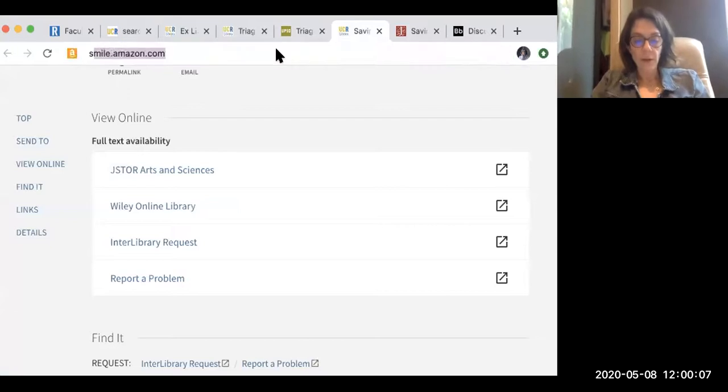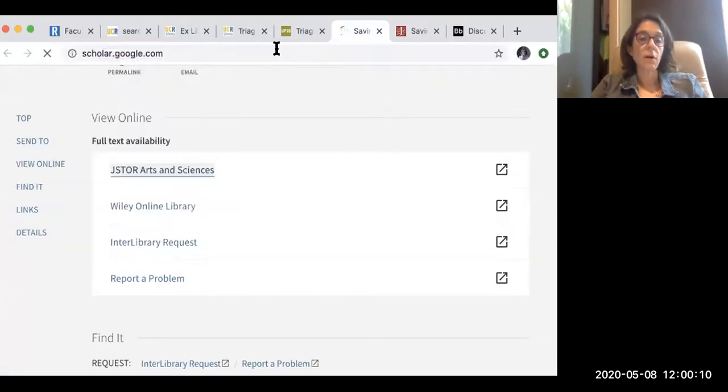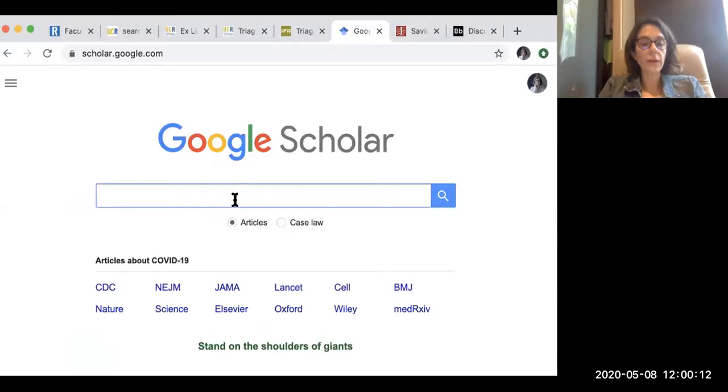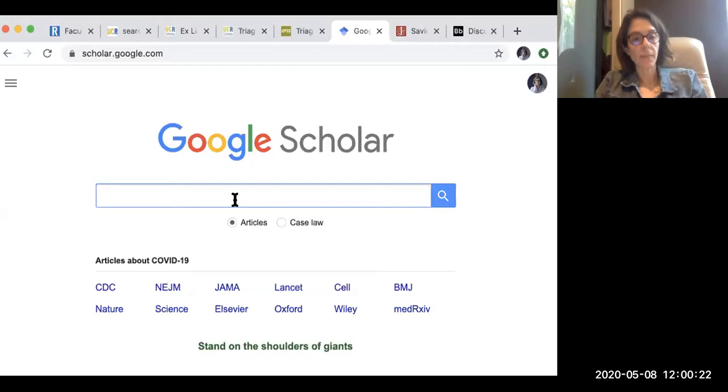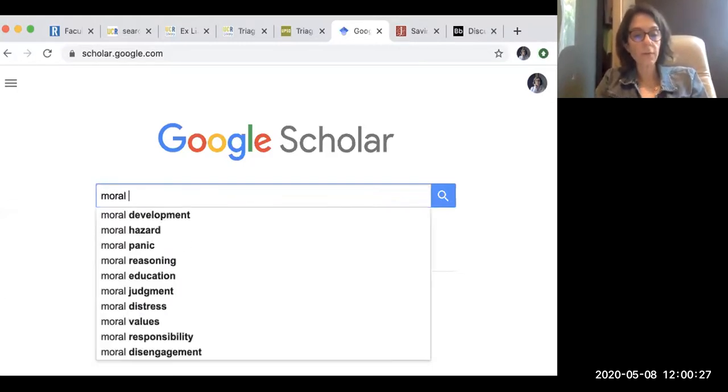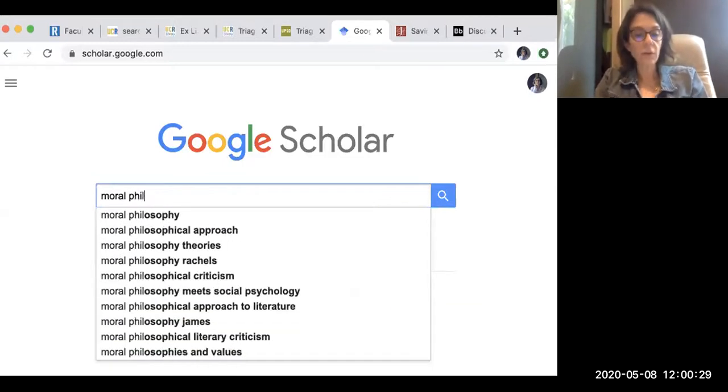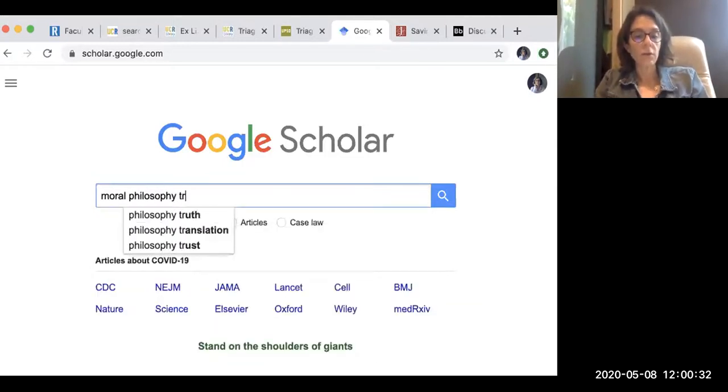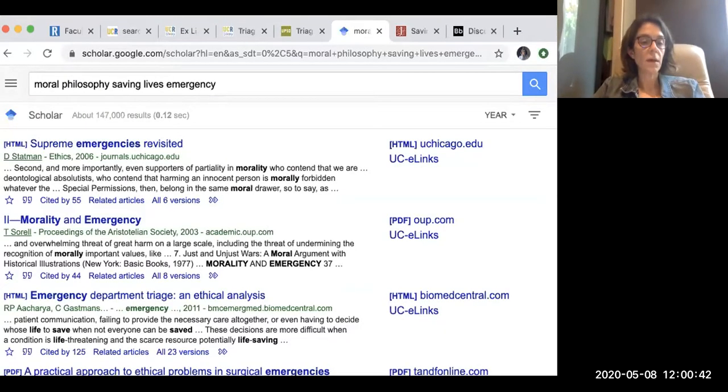So another way would be to use scholar.google.com, right? And you need to put in scholar.google.com, otherwise you're just going to get a regular search engine, which doesn't access the scholarship. So when you come here, then you need to put in moral philosophy. I'm just going to do another keyword search, saving lives. Let's say emergency. I bet you will have some of the same hits.